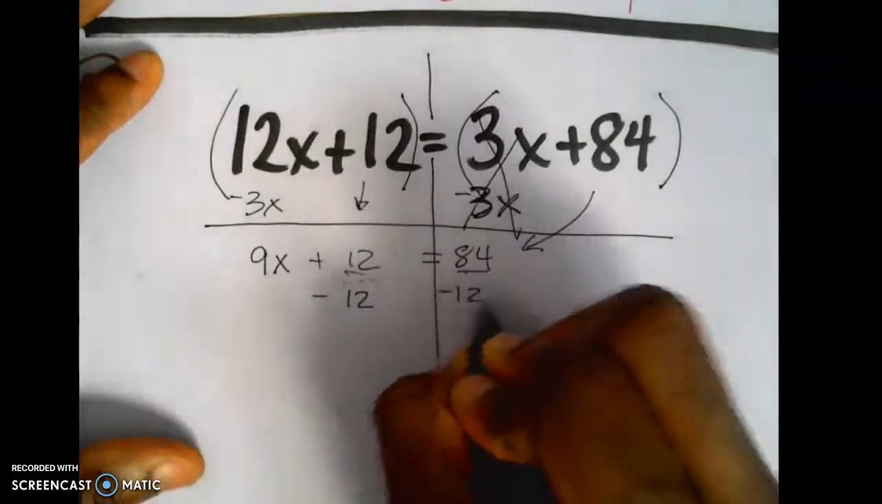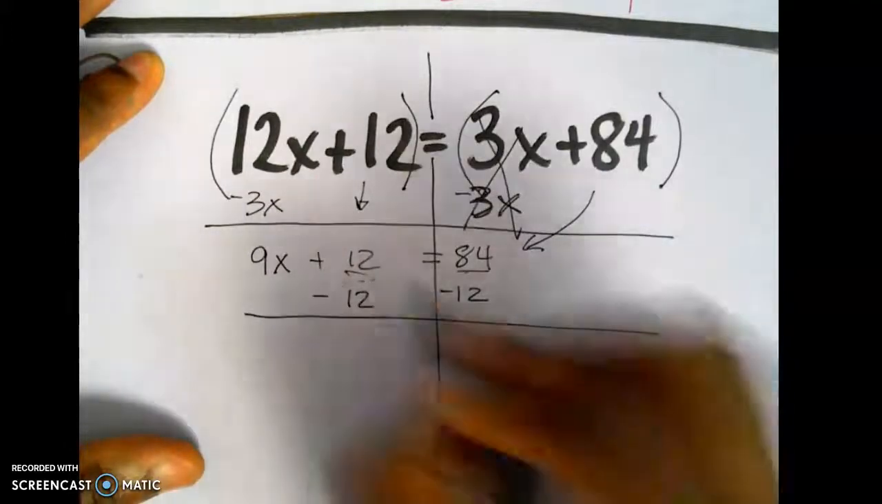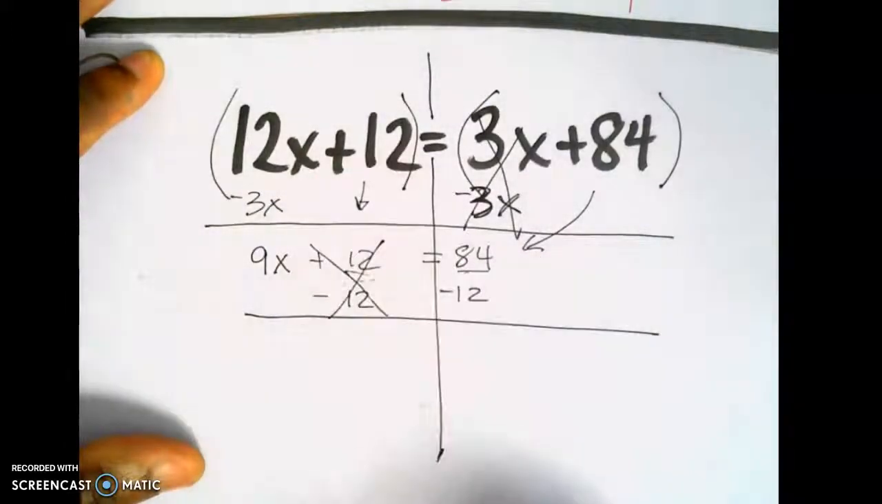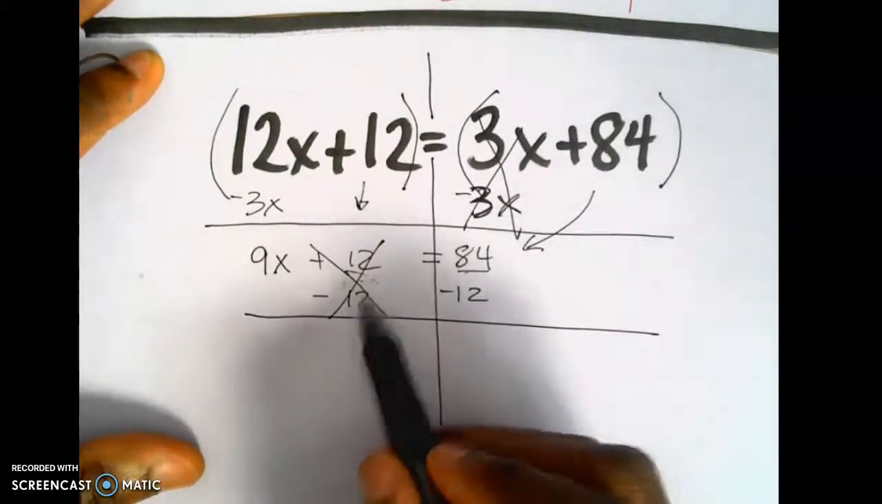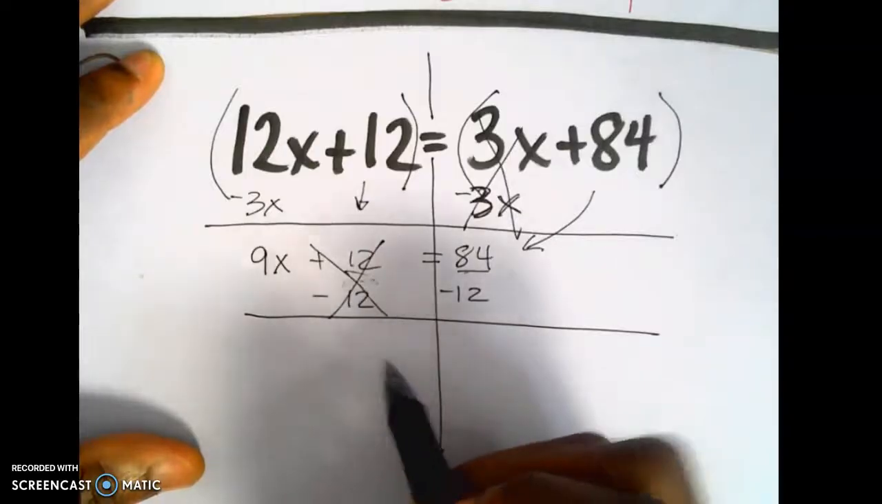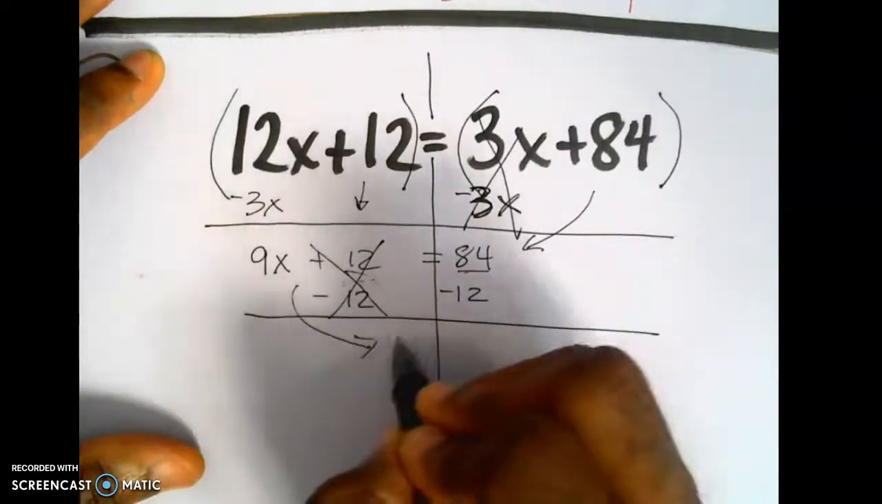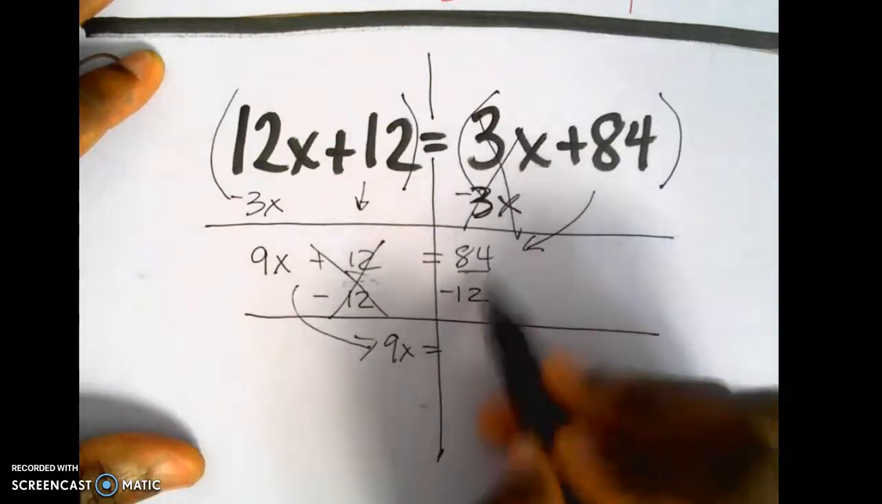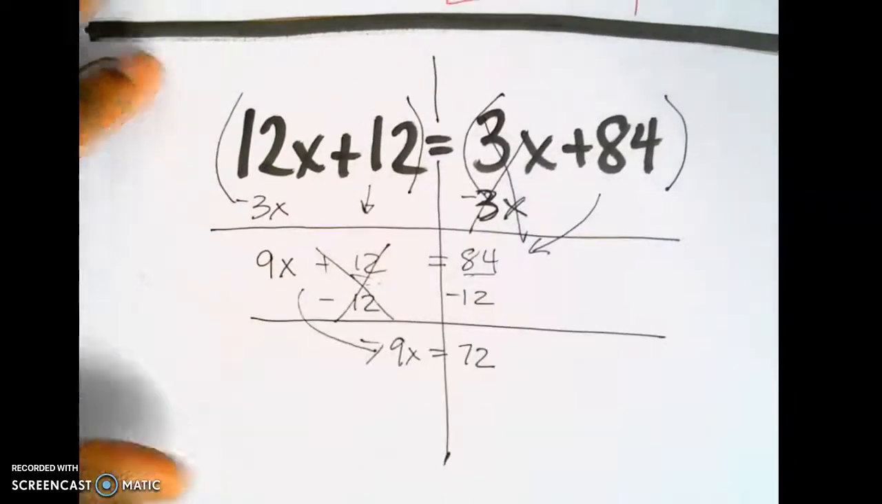You are absolutely able to add negatives. Okay, so don't anybody tell you that. So I'm adding negatives here. That is going to be a zero pair, or it cancels out, leaving me with 9x is equal to, when I subtract these two, that becomes 72.